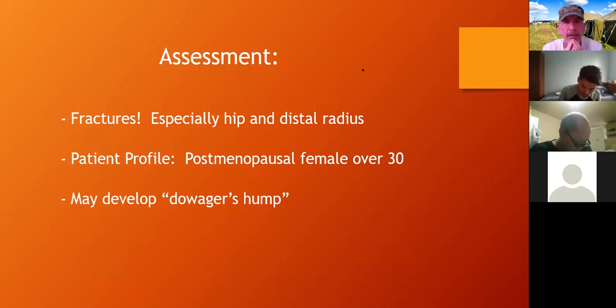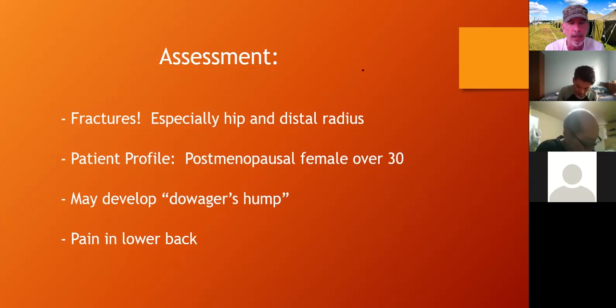mostly the bones get weak and they break. That's usually when we find out about the osteoporosis. And also just from the patient's profile. It's going to be a pretty common problem for postmenopausal women over 30 years old. The dowager's hump is when the bone degrades, and it's kind of related to the pain in the lower back. The skeletal structure will slowly begin to collapse.